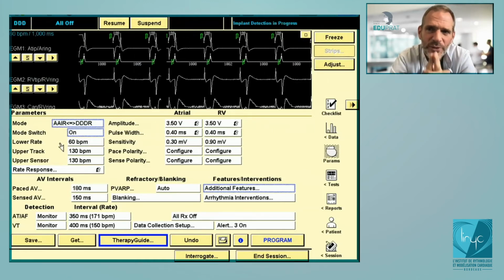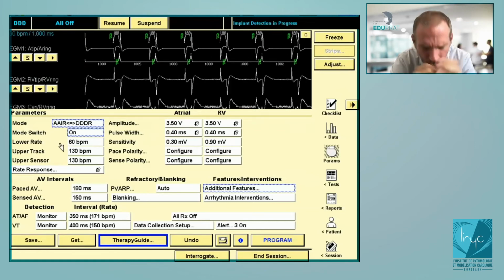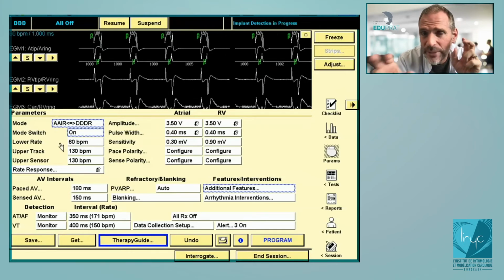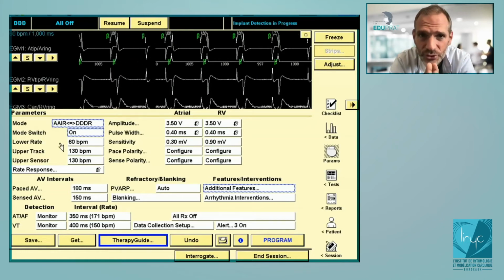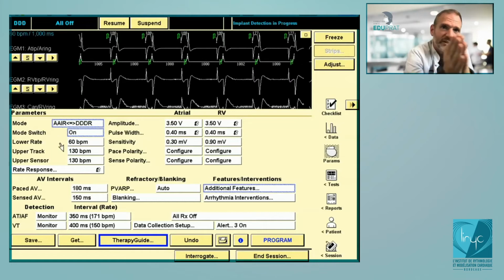What is, I think, very, very important to understand when you interrogate and program a specific patient is to understand how he will behave during exercise. And it's important to clearly differentiate people with AV block and people with sinus node dysfunction.